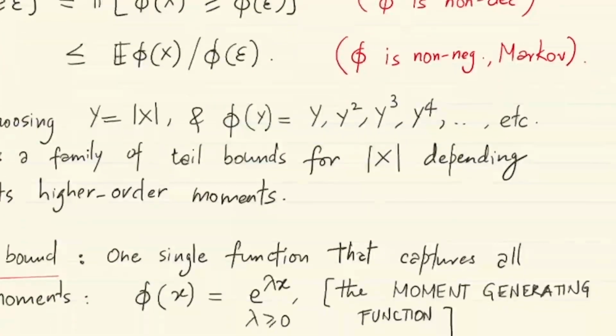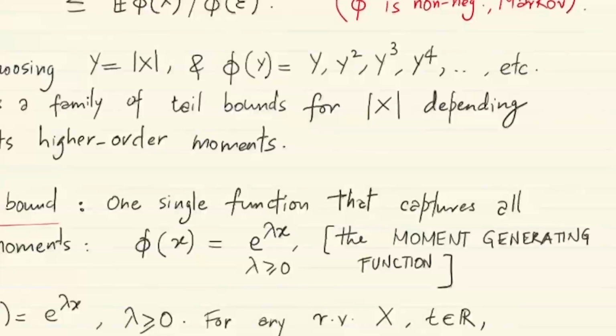One way to think about the Chernoff bound is that it basically does this whole family of inequalities depending on different moments by taking a single function that captures all the moments. You may have seen this concept of a moment generating function, which is this function phi of x equal to e raised to lambda x, let's say for any lambda greater than or equal to 0. This function phi of x when lambda is greater than or equal to 0 is a non-decreasing and non-negative function, and when you substitute a random variable for x and take the expectation, it becomes what is called the moment generating function.